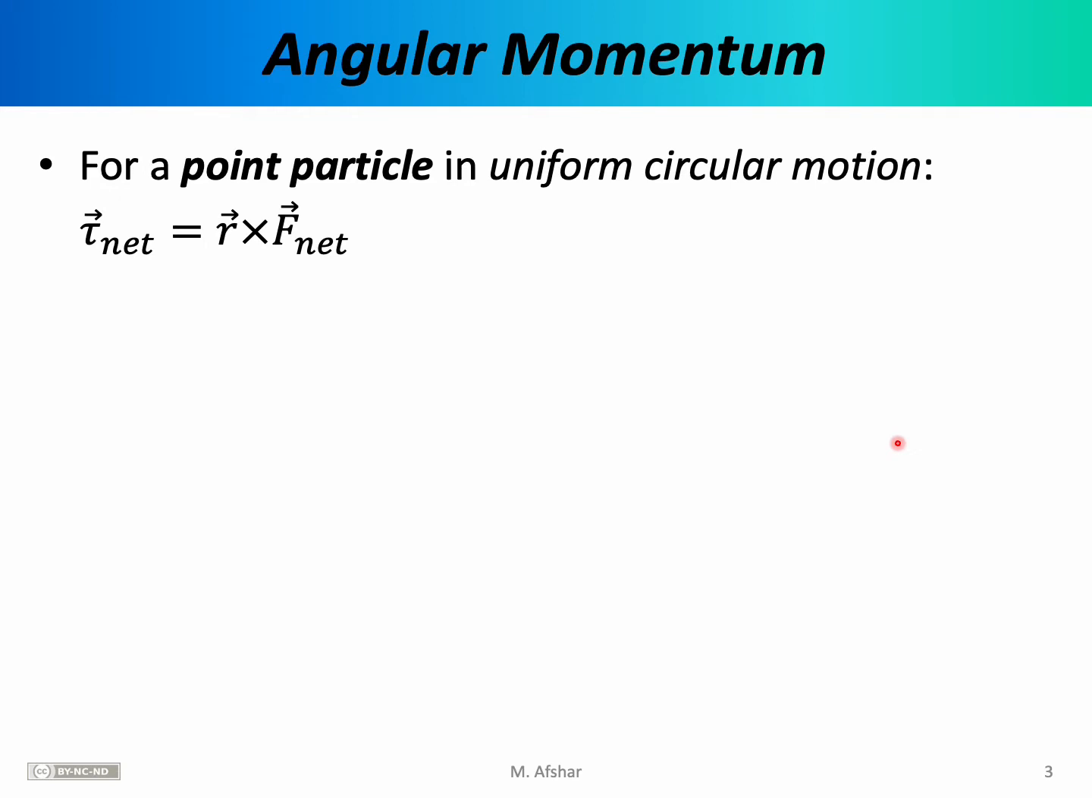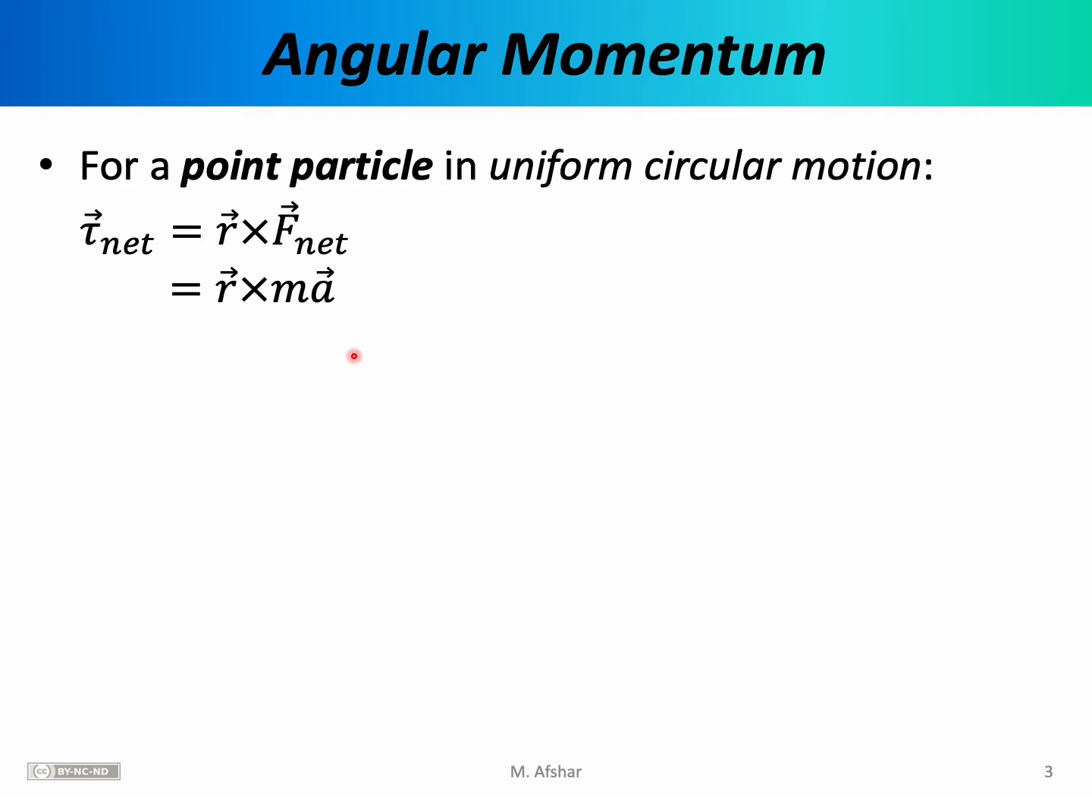Before defining angular momentum precisely, let's consider the torque that acts on a point particle. Specifically, let's consider a point particle in uniform circular motion. Remember, uniform circular motion was circular motion with a constant speed. Now, if we want to calculate the net torque on this point particle, we need the net force. Remember, in general, the torque of any force is simply equal to the position of that force cross the force. If here we're interested in the net torque, then we should have the net force in this formula.